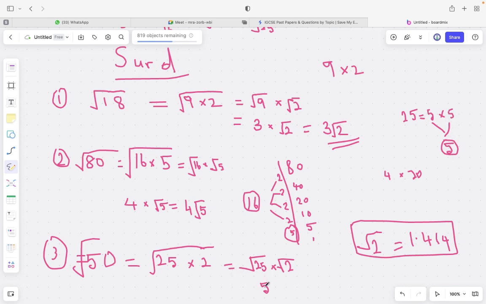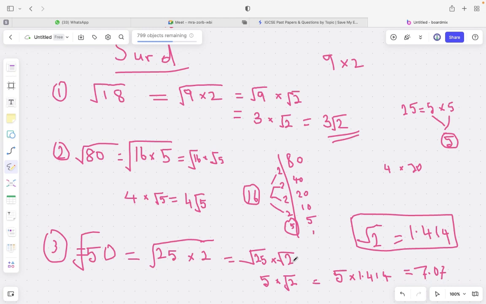So the square root of 50 is 5 times root 2. Remember, they've given you the value of root 2. This time they want you to find the number. So you say 5 times 1.414. You press your calculator, 1.414 multiplied by 5. Then you get 7.07. If they give you the value of this one, then you can find the number.